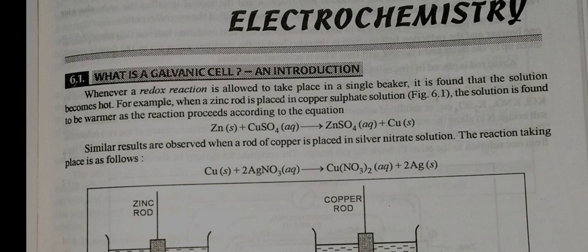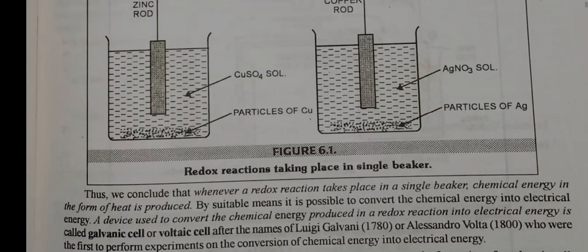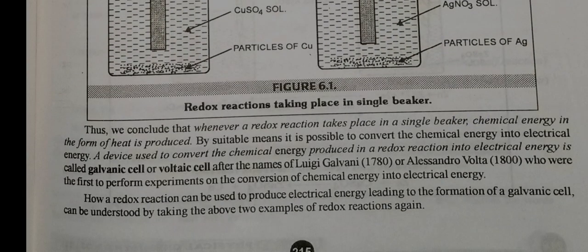Zinc plus copper sulfate gives zinc sulfate plus copper. Similar results are observed when a rod of copper is placed in silver nitrate solution. Thus, we conclude that whenever a redox reaction takes place in a single beaker, chemical energy in the form of heat is produced. By suitable means, it is possible to convert chemical energy into electrical energy.